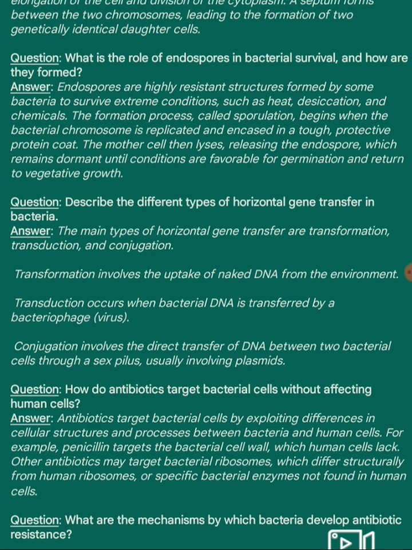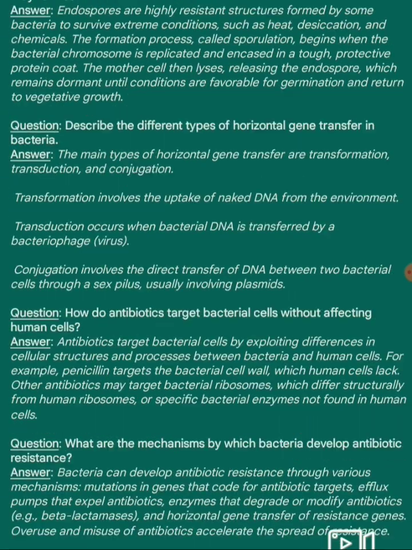Transformation involves the uptake of naked DNA from the environment. Transduction occurs when bacterial DNA is transferred by a bacteriophage virus. Conjugation involves the direct transfer of DNA between two bacterial cells through a sex pilus, usually involving plasmids.